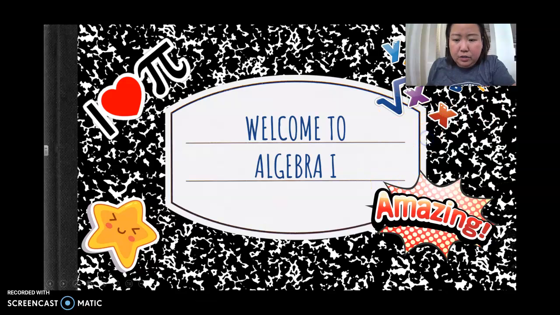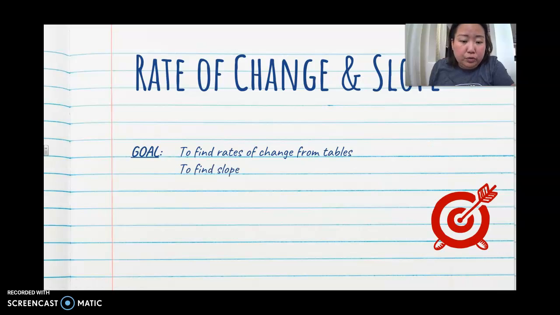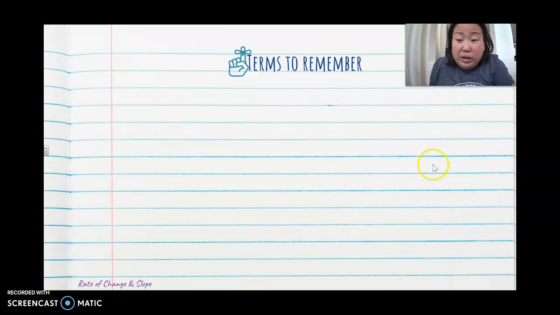Hi everybody. So we are now getting our next lesson, and that is all about rate of change and slope. And our goal for this particular lesson is to find rates of change from tables and also to find the slope. So what is rate of change?